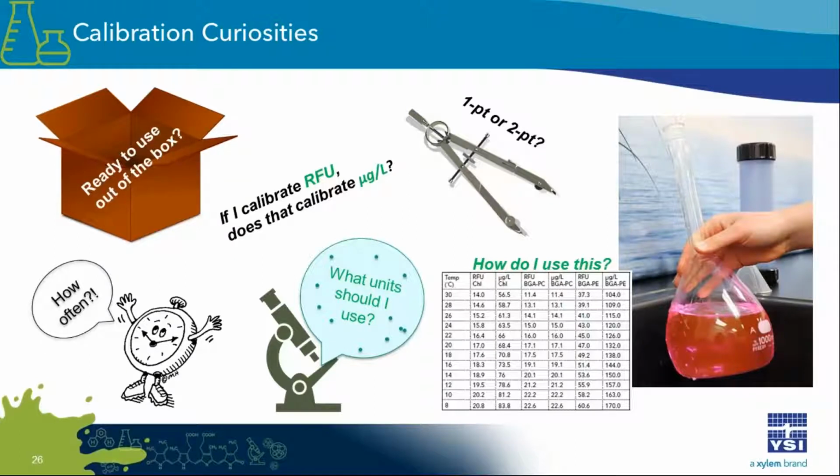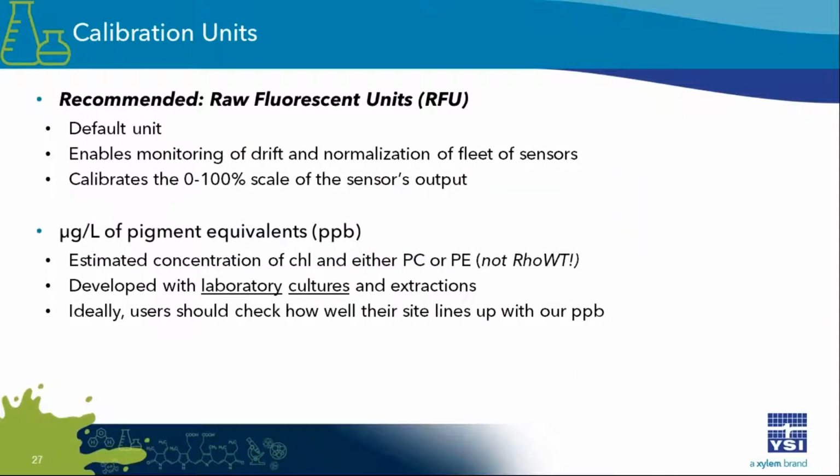Okay, based on that, I think there's going to be something for everyone here. We're trying to capture as much coverage as we can without this becoming a 3-hour lecture on calibration. So let's see if we answer most of the questions people have. First of all, I'm almost religious about this. I feel pretty strongly that the best unit for you to use with your sensor, when you calibrate and when you're using it in the field, is the raw fluorescent unit. That is the default unit for the sensor.